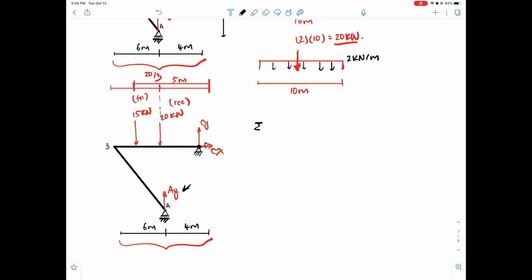So let's just do sum of moments around C. Once again, counterclockwise equals positive, and the whole thing isn't spinning into space, so it's equal to 0. All right, so let's do the 20 kilonewtons first. We can see that it's causing the thing to spin counterclockwise, so it's positive, times 5 meters, and that's just the distance from C. So 20 times 5 plus the second load, which is 15 kilonewtons, times 20 over 3, which is the distance.